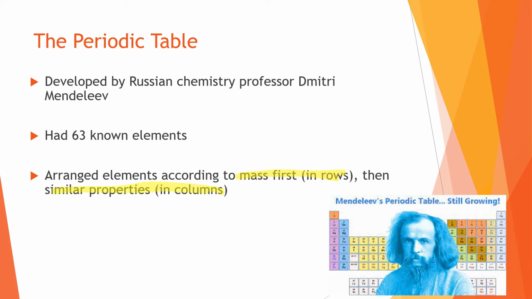Okay, so elements that are in the same column have very similar physical and chemical properties. So for example, this column here, from top to bottom, this vertical column, all of those elements have similar properties. Okay, and then again, arranged by mass. So hydrogen being the first element on the periodic table, and then to helium, and then to lithium, and so on, arranged by increasing mass.